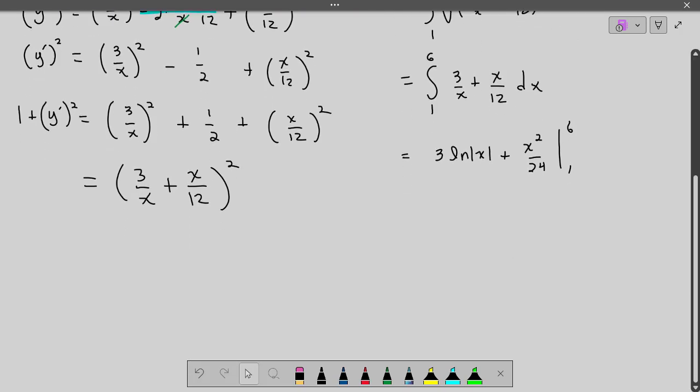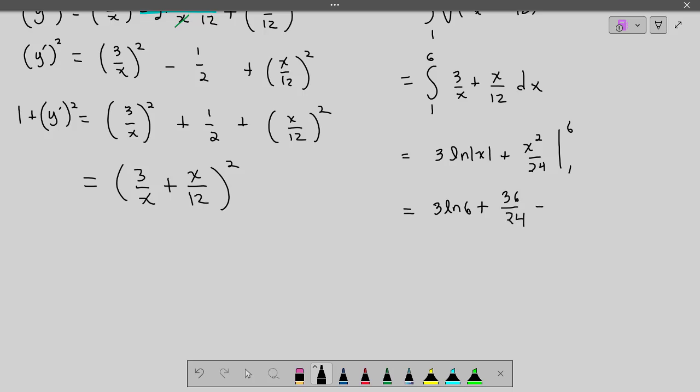Okay, so now let's just finish this off. This is going to be 3 ln of 6 plus 36 over 24. And then we subtract off the antiderivative evaluated at 1. Natural log of 1 is 0. So the only thing we subtract off is a 1/24. So this will give us 3 ln of 6 plus 35 over 24. No common factor in there, so we'll just leave it like that.